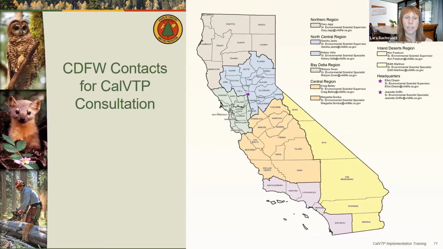The CalVTP mitigation strategy was developed in close coordination with several resource agencies, including CDFW, the California Department of Fish and Wildlife. As I mentioned, there are certain junctures in the mitigation strategy where agency consultation is required, and other points when consultation is suggested if the project proponent would like additional technical input. For these consultations, CDFW provided this map with the appropriate contacts in each region. So if consultation is needed, contact the people listed on the map and they will route you to the appropriate CDFW staff. Next slide.